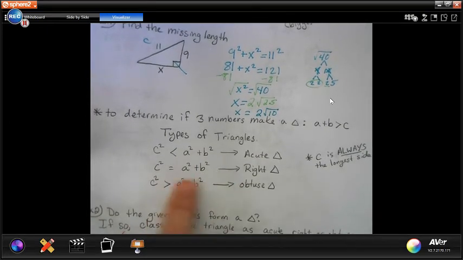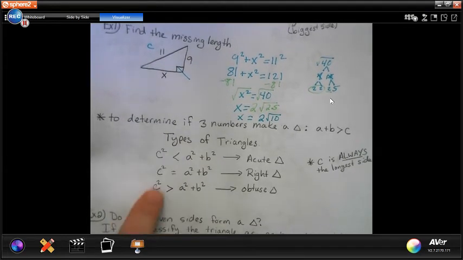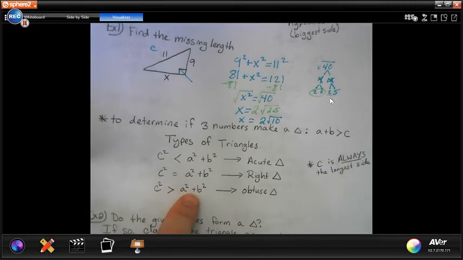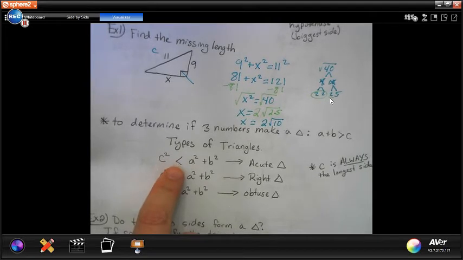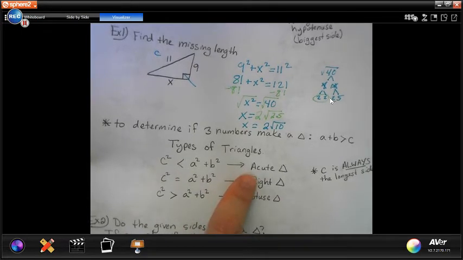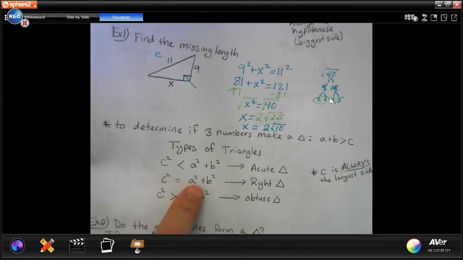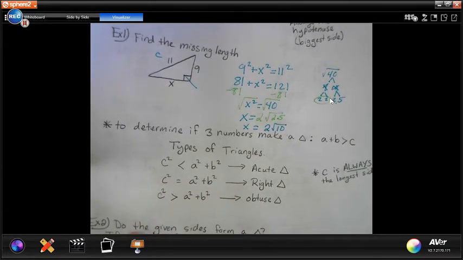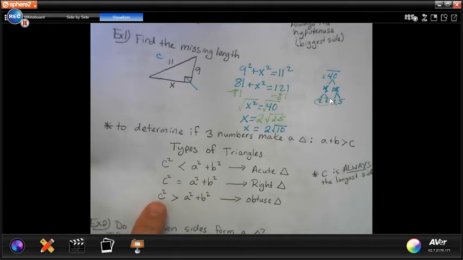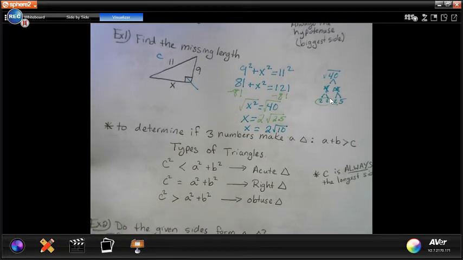Then we figure out what kind of triangle it is, if it is a triangle. These ones are a little bit backwards because we're going to do C squared first, and then the A and B squared. Okay, and then the less than symbol, that means Pac-Man doesn't want to eat the C squared, which is acute, a smaller type of angle. And if it's equal on both sides, that's right. And if C squared is bigger, so Pac-Man would want to eat the C squared, that's called greater than. That's greater, so it's the bigger type of angle, which is obtuse.